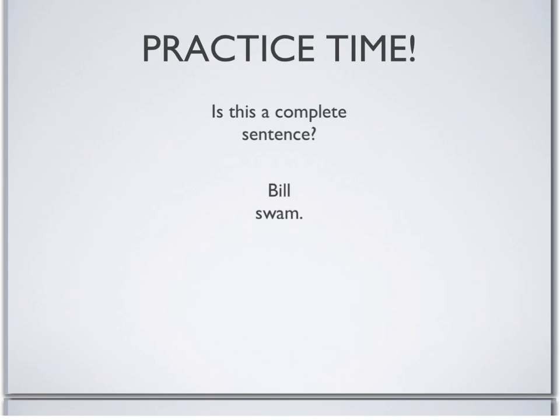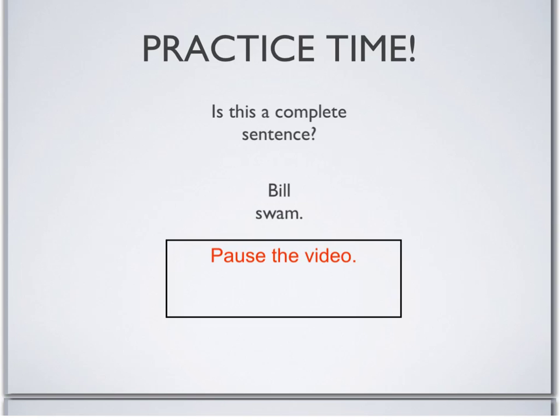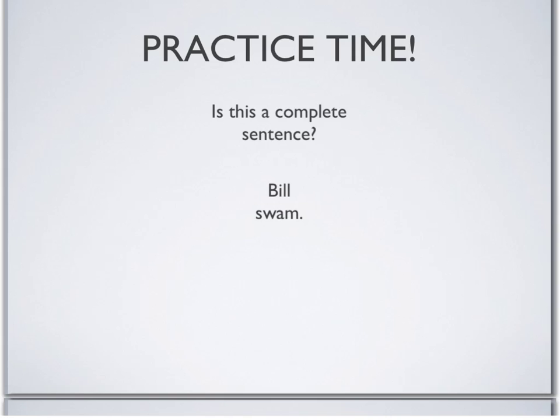Here's another practice sentence. Is this a complete sentence? Pause the video while you think of your answer. In this sentence, we have a subject. The subject is Bill. That's a man's name. We also have a verb, swam. We have a complete idea, too, because we don't have any of the linking words, like and, or, but, so, or because. So it's a complete idea. We have a subject, we have a verb, and we have a complete idea. That means it's a complete sentence.